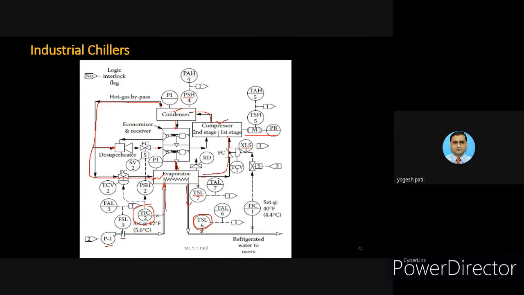So there is another thing, one more temperature controller is there, TIC1 is also there. You can see here in this particular picture, right side bottom, TIC1 is also there. So what is TIC1? TIC1 monitors the refrigerated water supply temperature, because this is going to enter into a building, the air handling unit.